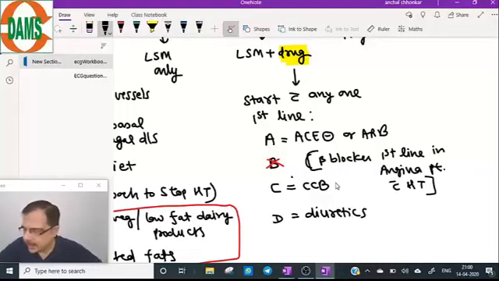Short-acting CCBs are contraindicated in CAD. When to stop antihypertensive? When the patient is going into hypotension, then we stop the antihypertensive drug. So with this, we finish with the topic of hypertension.